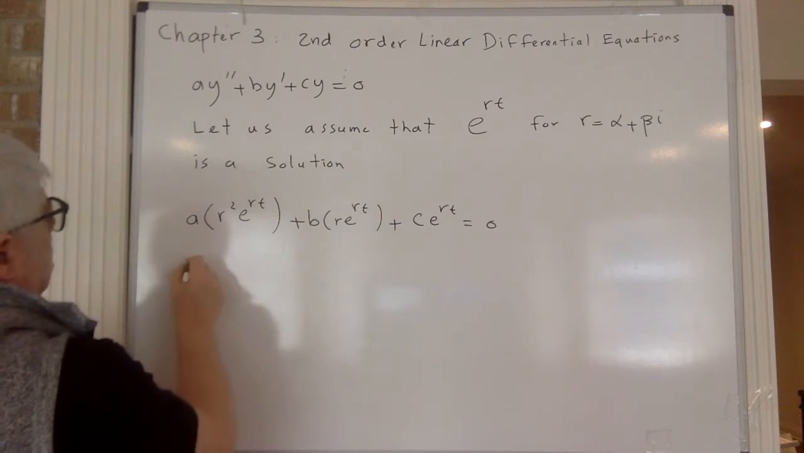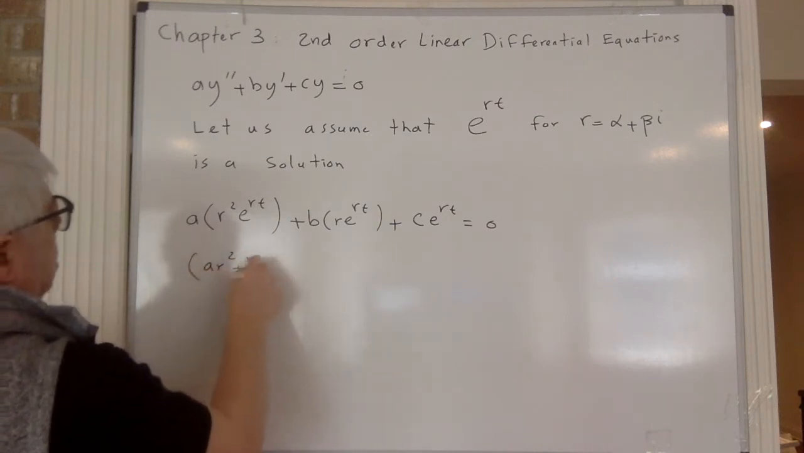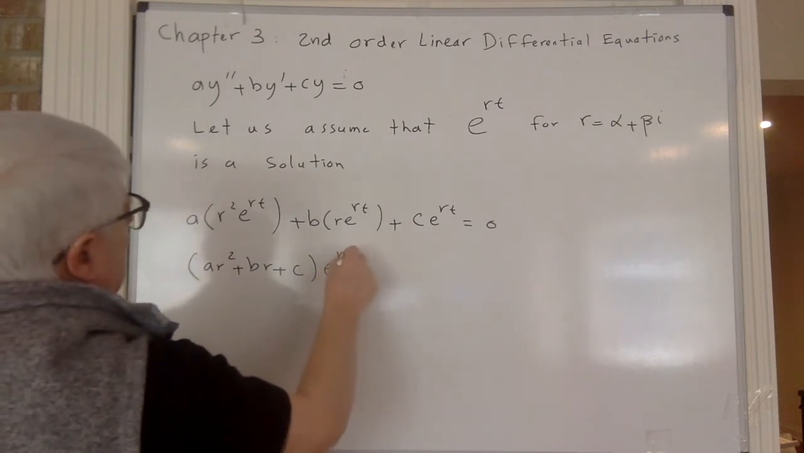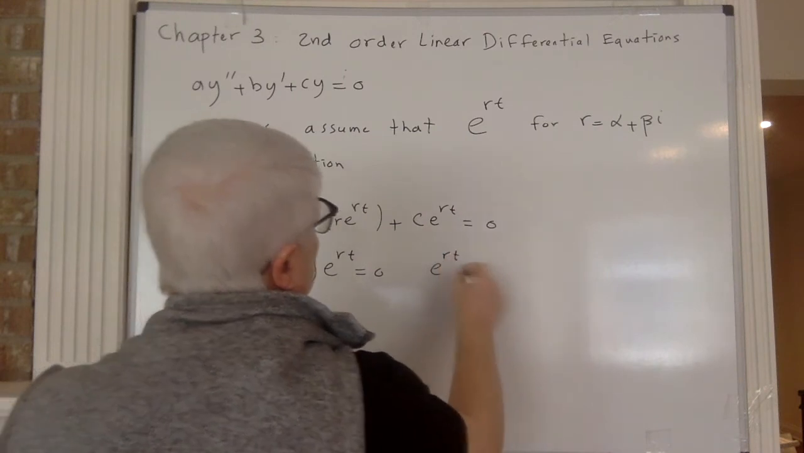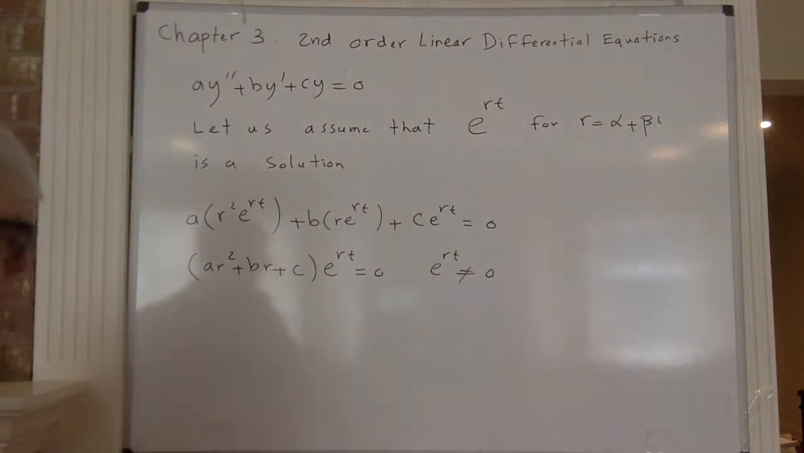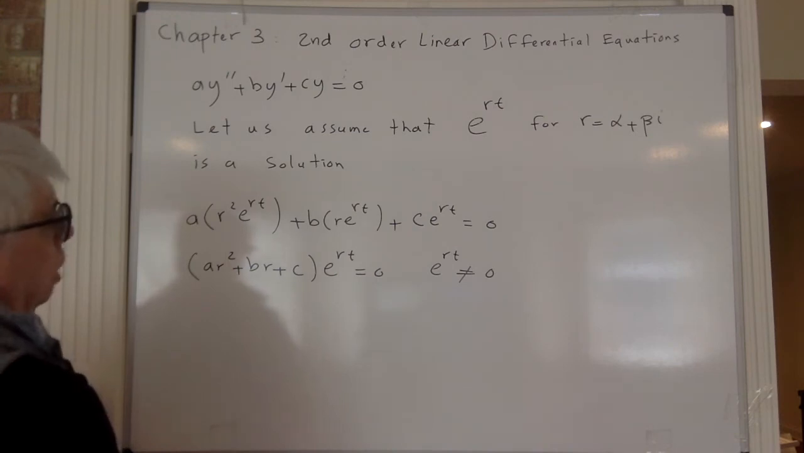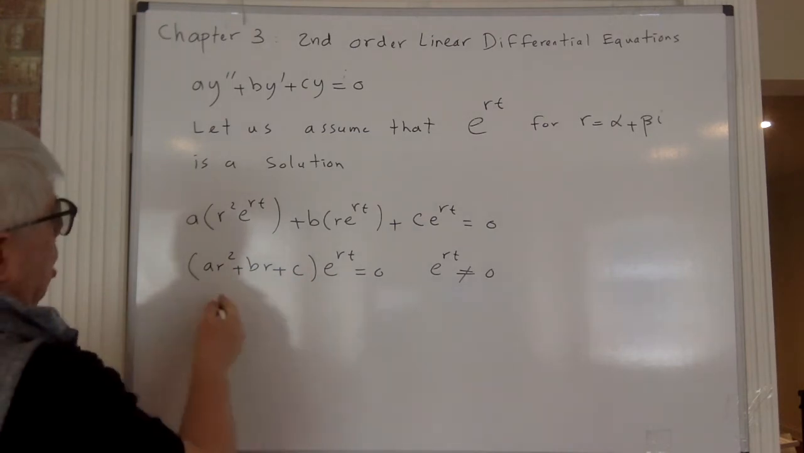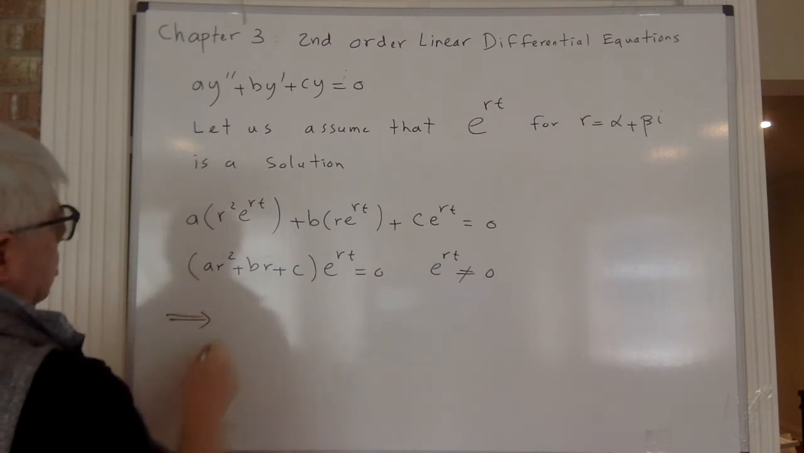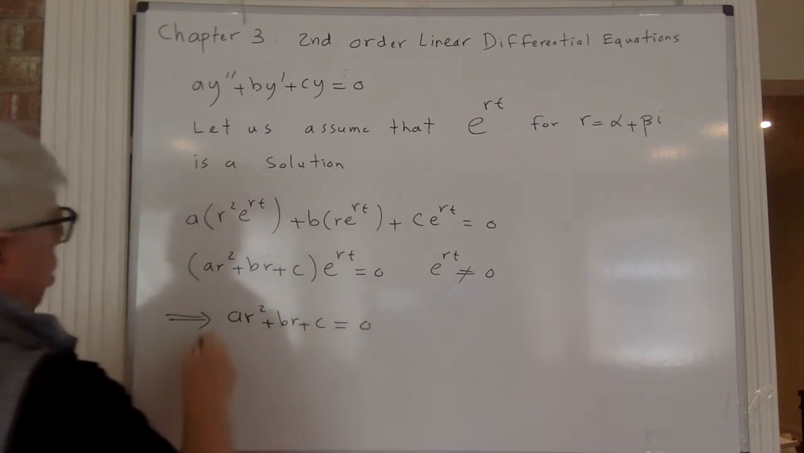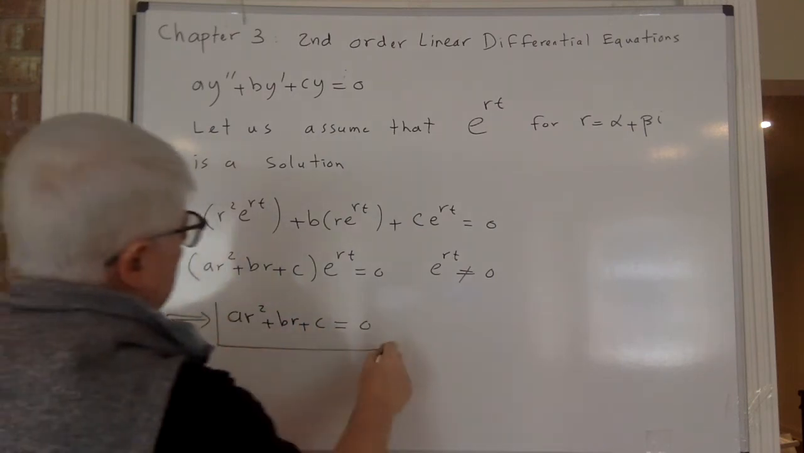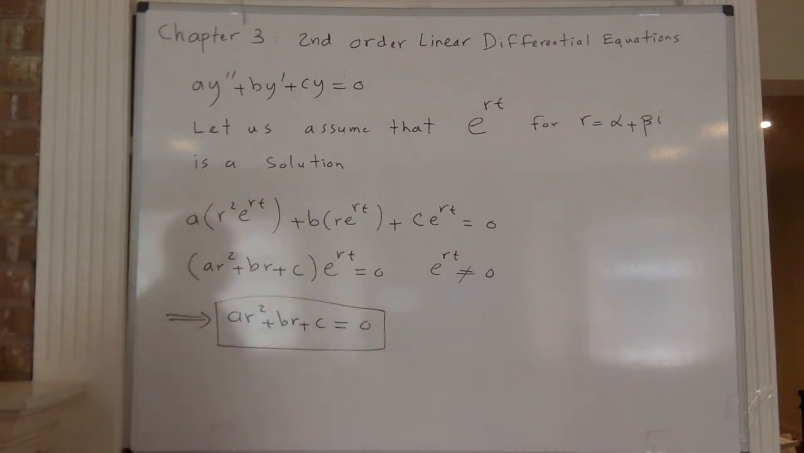So if I regroup, a r squared plus b r plus c, times e to the power rt, is 0. Now e to the power rt is not 0, like e to the power of anything that has a real part and an imaginary part, it's not 0 in general. So this should be 0: a r squared plus b r plus c is 0. Now what is this? Well, I know what this is, it's a quadratic equation, but what happened?